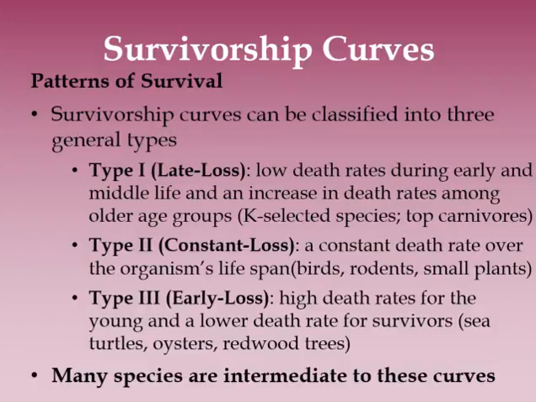The type 2, or a constant loss curve, and a type 3, or early loss curve, where most individuals die early on and only a few make it to adulthood, which is demonstrated by your R-selected species.